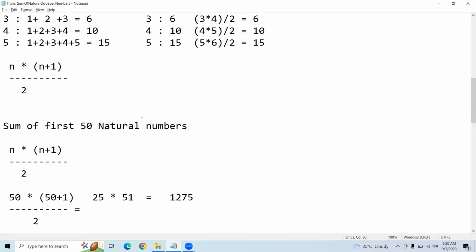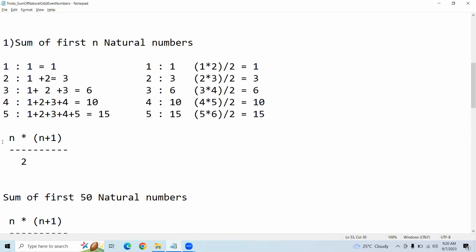So for the sum of the first n natural numbers, what do we need to do? We need to multiply that n with its next natural number, and then just divide by 2. So you will get the sum of n natural numbers. If you want the sum of the first 80 natural numbers, you multiply 80 into 81, divide by 2. You will get your answer.